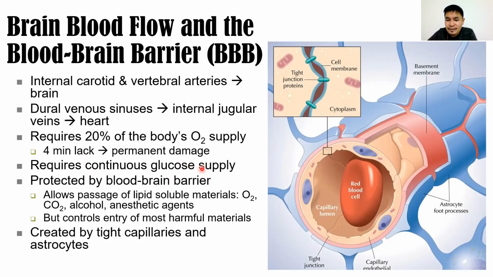It requires a continuous glucose supply. The brain wants continuous glucose supply because there is no deposition of glucose in the brain. There is no storage of glucose. And the brain is protected by the blood-brain barrier that allows passage of lipid-soluble materials, oxygen, carbon dioxide, alcohol, and anesthetic agents, but controls entry of most harmful materials. Because the brain is really important, there are structures that protect it. It is created by tight capillaries and astrocytes. Remember your astrocytes? One of your neuroglial cells. Their foot processes here help in the protection that makes up the blood-brain barrier. Okay.